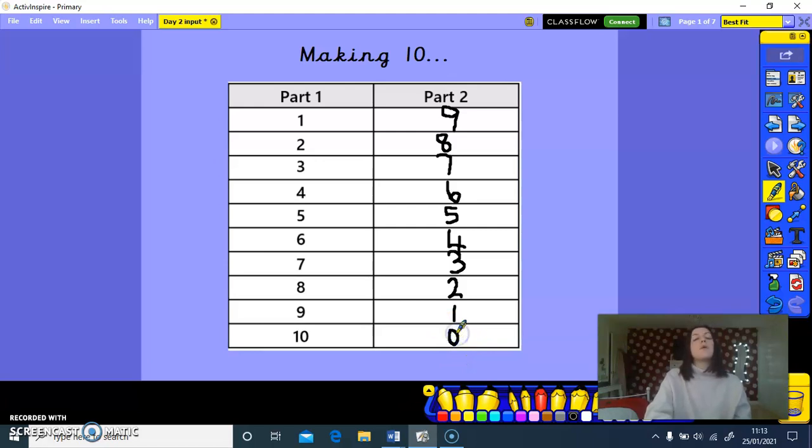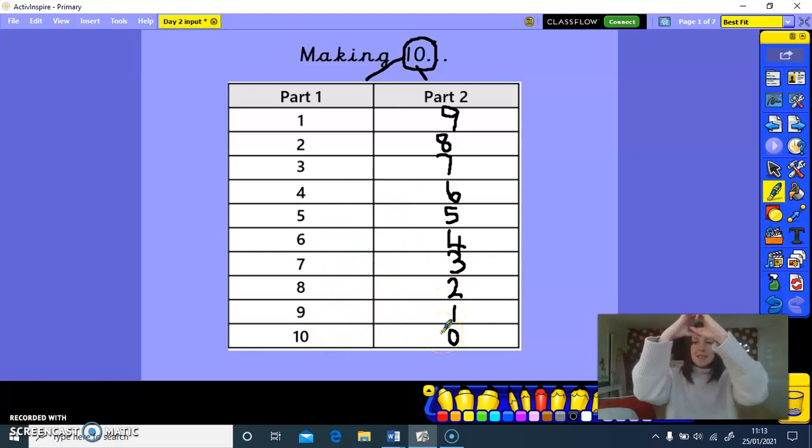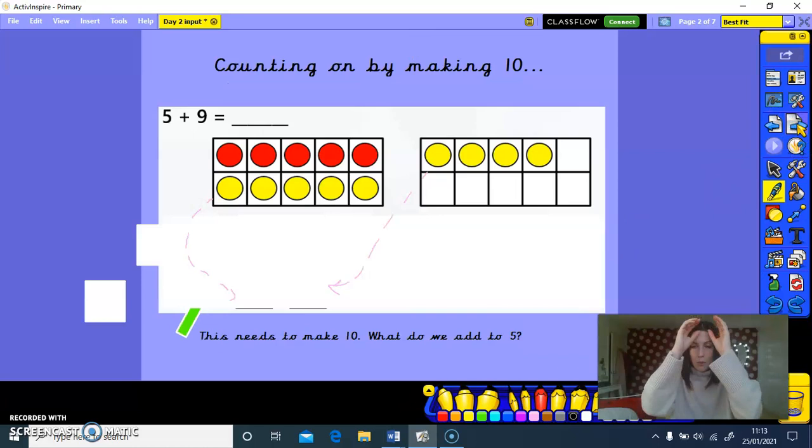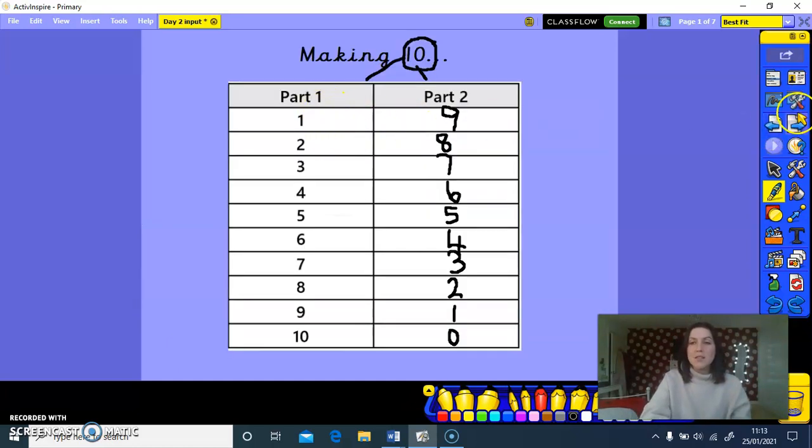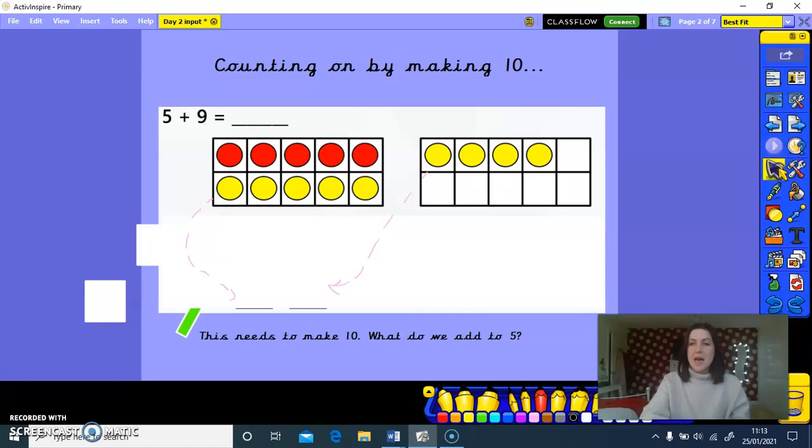So we have thought about, this is called partitioning. 10 was our whole, and we have partitioned it into two parts. 1 and 9, 2 and 8, 3 and 7, 4 and 6, 5 and 5, 6 and 4, 7 and 3, 8 and 2, 9 and 1, and 10 and 0. 10 is the whole, and we've partitioned it into two parts. So, for today, we are going to be thinking about how we can count on by making 10. We just made 10 with two parts, and that is going to come in handy today.